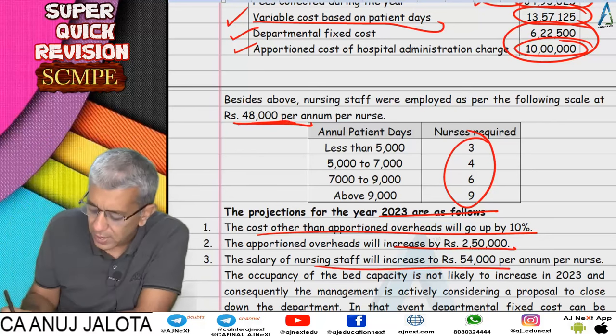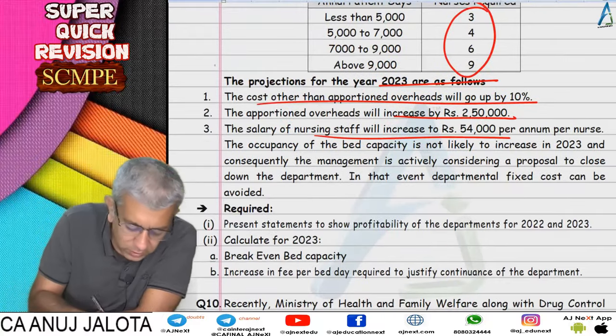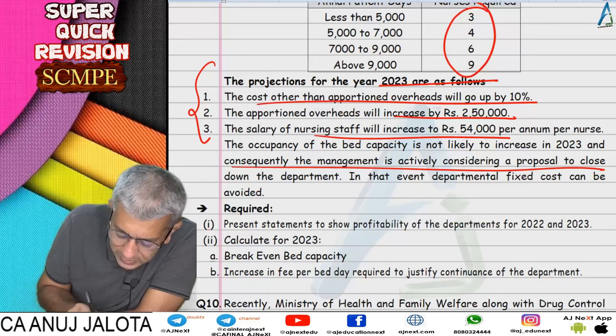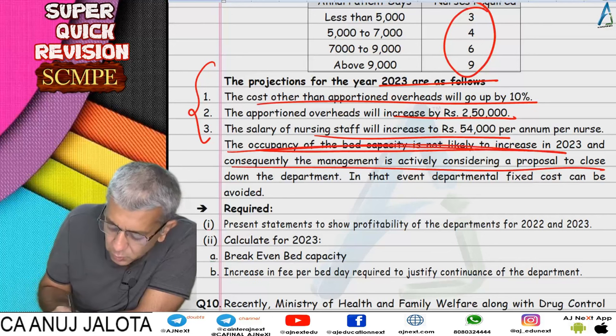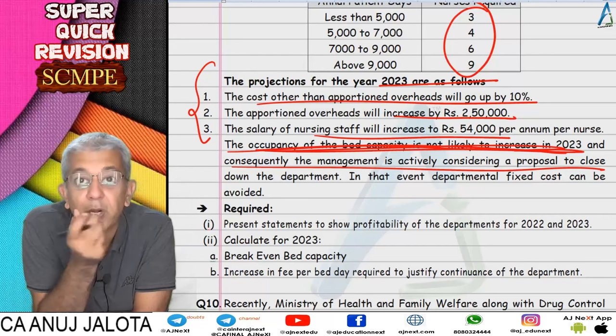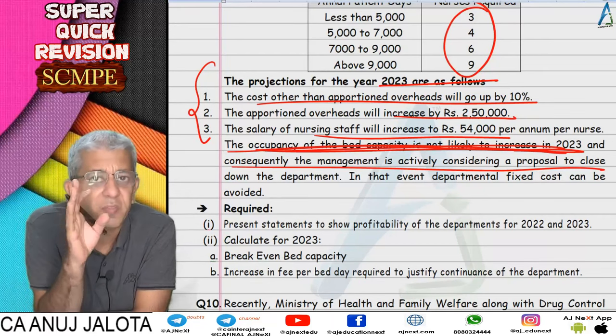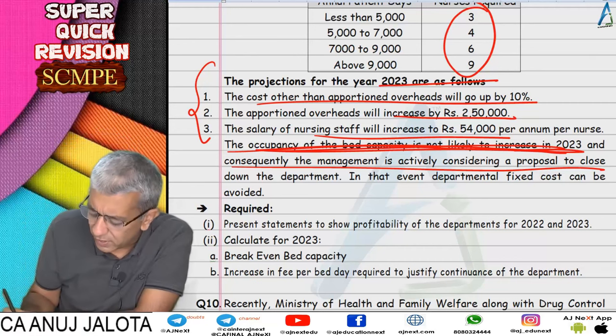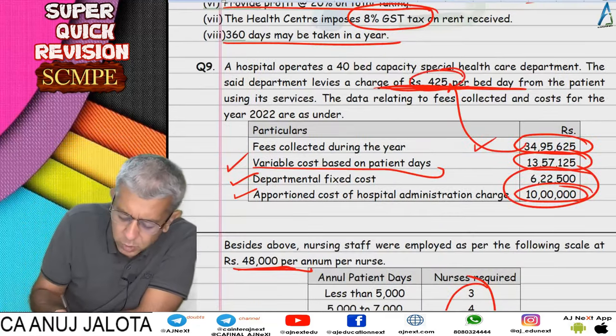But one small thing, in 2023, all these costs will be rising, but the number of bed days will remain the same, because the occupancy is not supposed to be rising in 2023. So many of your costs are rising, but your occupancy will not be increasing. And if nothing else is told, even the selling price, your fees per bed day, will remain 425 only, as it was in the previous year.